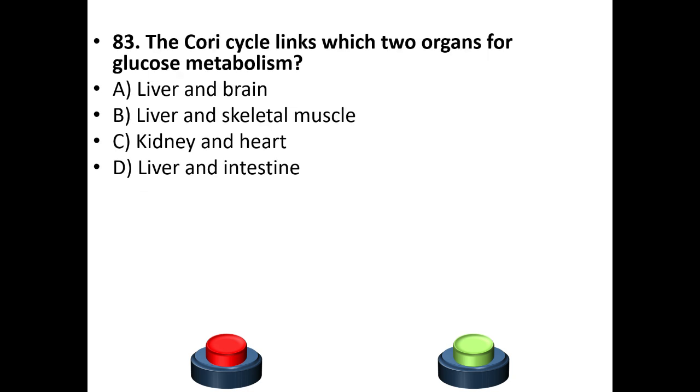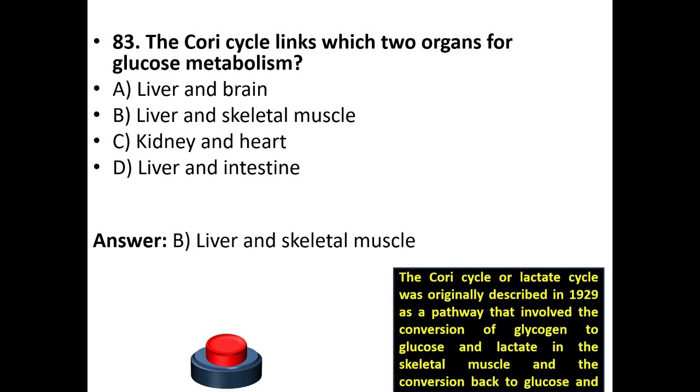83. The Cori cycle links which two organs for glucose metabolism? Liver and brain, liver and skeletal muscle, kidney and heart, liver and intestine. Which is the answer? Think twice before answering the question. Your answer is B, liver and skeletal muscle.